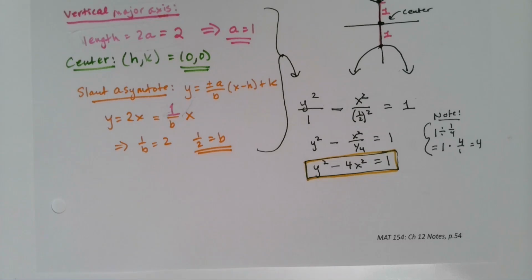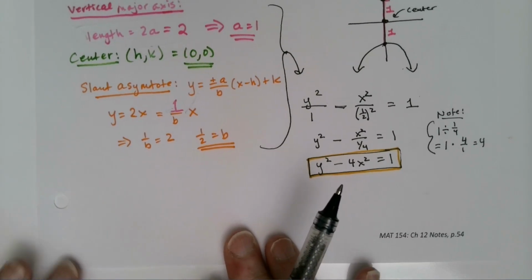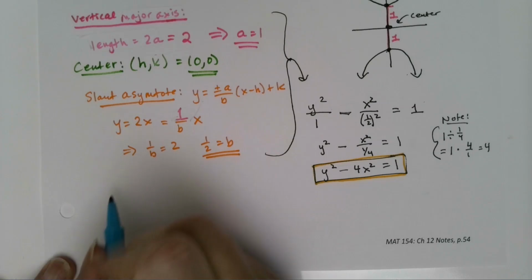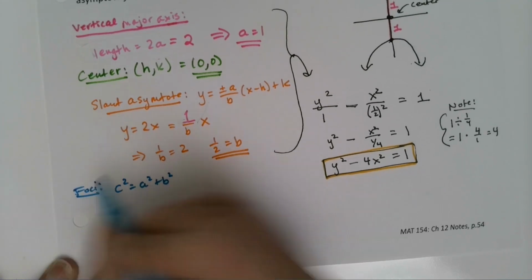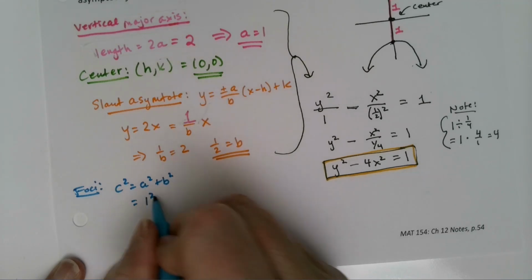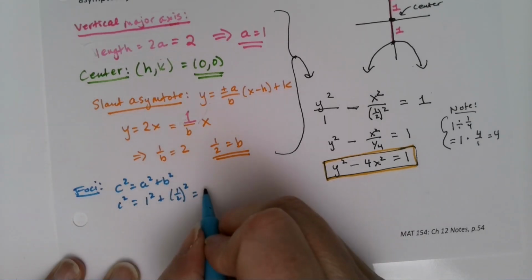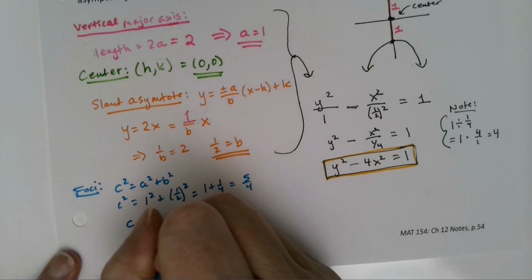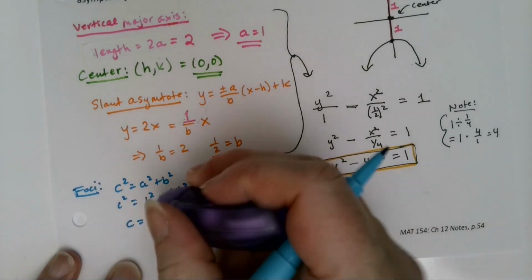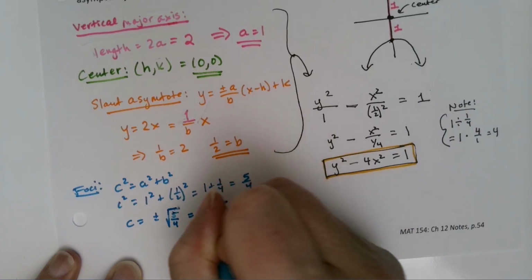All right, now we haven't answered the question fully because we have to find the foci. And the foci won't be hard as long as we can find C, because we need C to be able to find the foci. C squared is equal to A squared plus B squared. So C squared is equal to 1 squared plus 1/2 squared, which is equal to 1 plus 1/4, which is 5/4. So C is equal to plus or minus the square root of 5 over 4, which is really plus or minus the square root of 5 divided by 2.